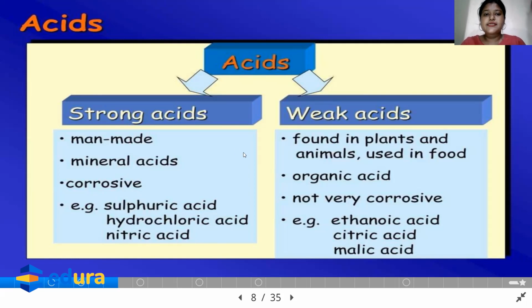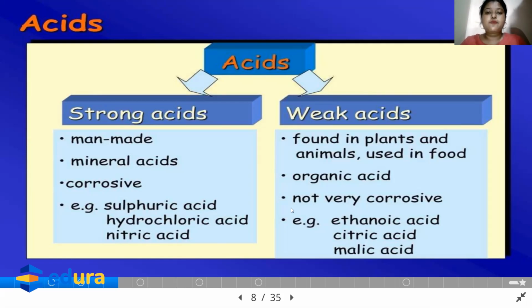Then we have weak acids. These are found in plants. These are organic acids. They are not so corrosive. For example, we have ethanoic acid, citric acid and malic acid. Malic acid is present in apple. Citric acid is present in lemon. Okay, so let's proceed to the next slide.